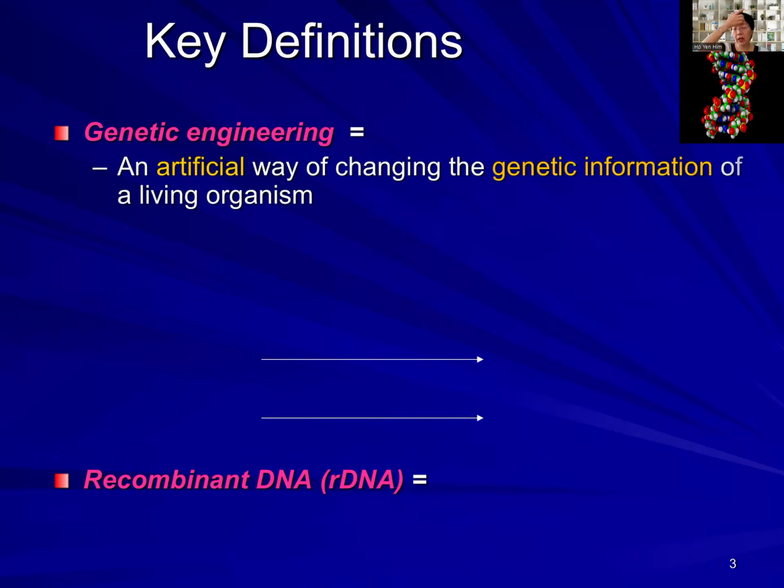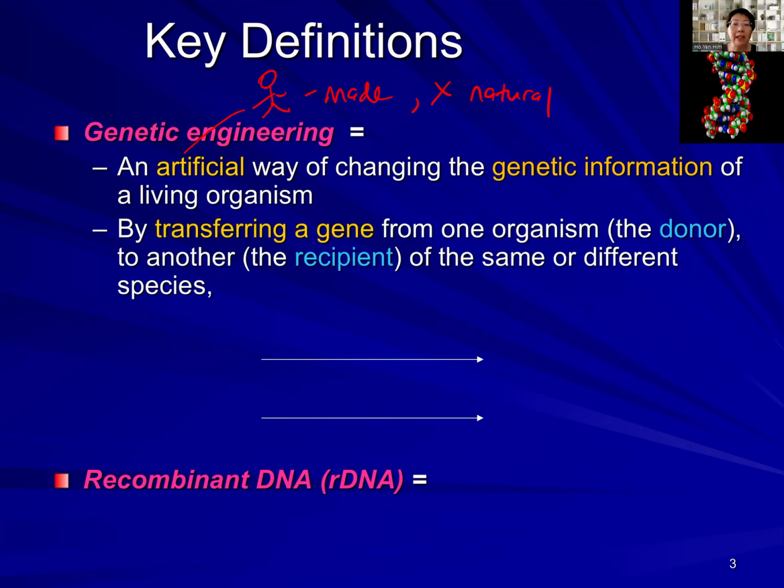The definition of genetic engineering is an artificial way. Every time you come across artificial, it means man-made, so it is not natural. It's an artificial way of changing the genetic information of living organisms. How do we change the information? By transferring a gene from an organism, which is called the donor, to another organism, the recipient, like bacteria or plant and so on.